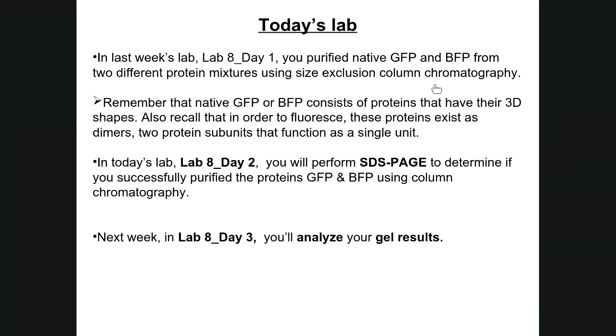Okay, so the focus of Lab 8 Day 2 when we meet in person would be to take those samples that you purified using this technique called size exclusion column chromatography and to analyze those samples to determine if you were successful in isolating and or purifying these samples, by using a second technique called SDS page.